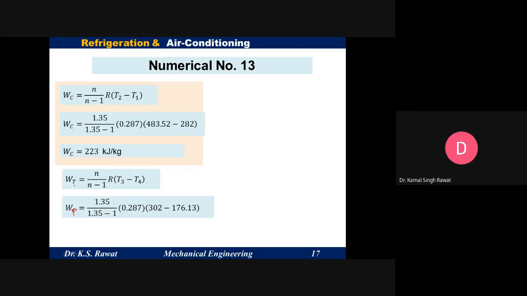But sir, you have to write the formula, na? WT equals N upon N minus 1. Since the value of N and R is same, you will get the same value and you have to just multiply with this difference. So when you practice the numericals, you will get this type of tricks. Okay.